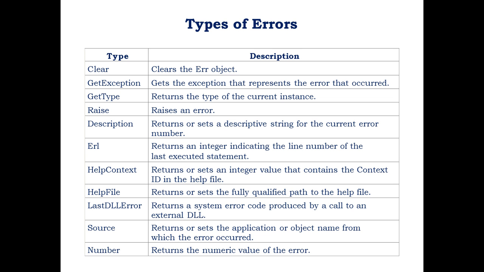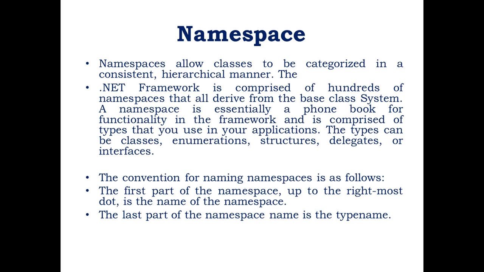The next type of errors in this case is the Err object. The members are: clear, get exception, get type, raise, description, URL, help context, help file, last DLL error, source, number. So the next topic will move to namespace.